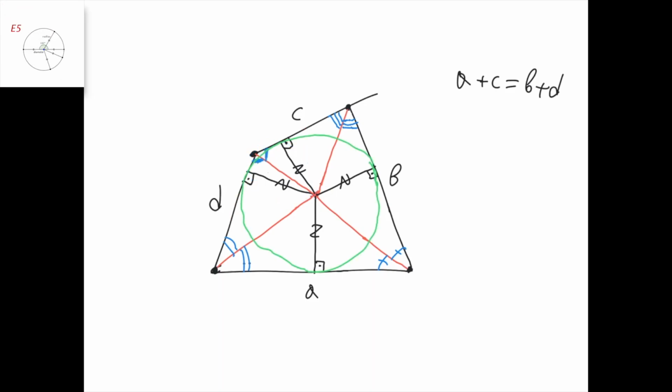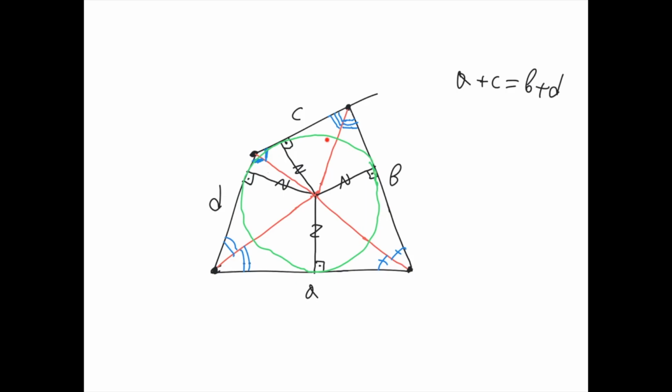Finally, we construct a circle with center this point and radius this segment. And we know that this circle passes through these feet of the perpendiculars and is tangent to all the sides because of these right angles. And this is it. This is the circle we've been looking for.